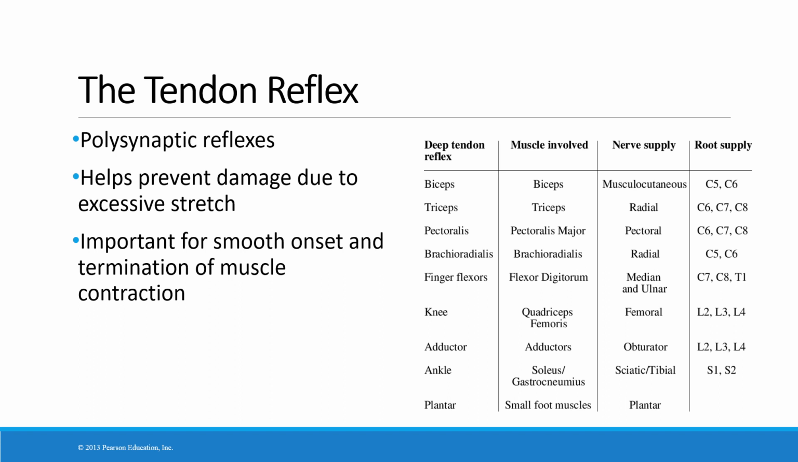The tendon reflex. So we see polysynaptic reflexes, poly just meaning many, helps prevent damage due to excessive stretch. So remember, the signal is going to come into the cord saying, I am overstretched, lock it down, I don't want to tear. That's what this whole signal is saying. So it's important for a smooth onset and termination of muscle contraction. And then a nice little chart over here as well. We already saw a chart, so I'm not going to read it out to you because I already read the other one out, but this might help you study a little bit if you pause and quiz yourself back and forth. Just a little bit different of a format.